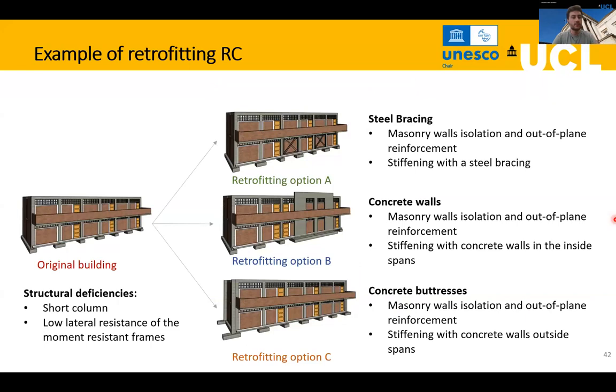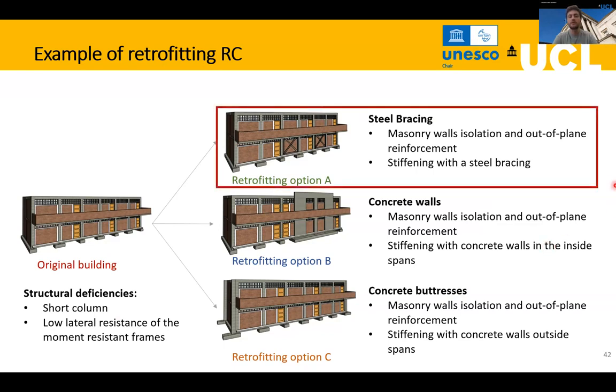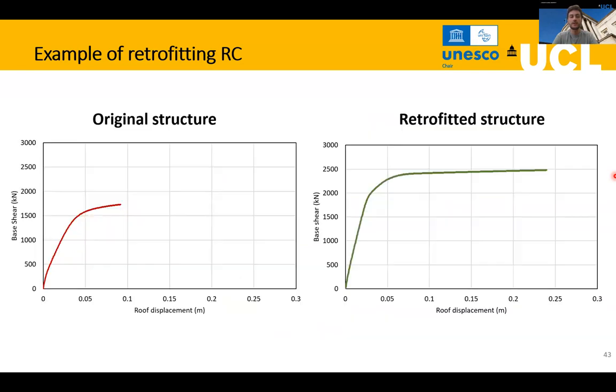Finally, just a brief example. If we have an original building such as this with short columns and a low lateral resistance of the moment resistant frames, there are many possible retrofittings, as you can see here: steel bracing, concrete walls, or concrete buttresses. In particular, since in here we are talking of a school building, time of implementation is very important. So in this case, one can select steel bracing as the alternative.